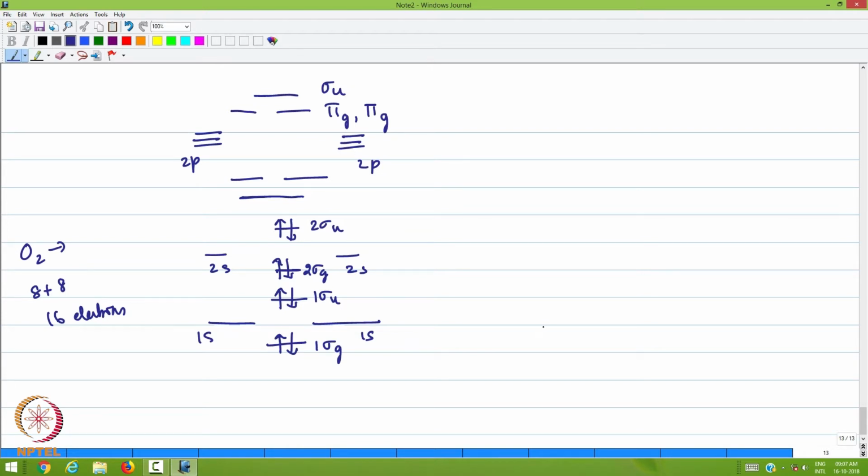Okay. Now, you can see this is 2, so this is 3 sigma g, this is 3 sigma u, and since you have 1 pi u, this is 1 pi g, 1 pi g. Now you can see that the 6 electrons are in the bonding orbital, and then there are 2 electrons in the anti-bonding orbital. This is most important.